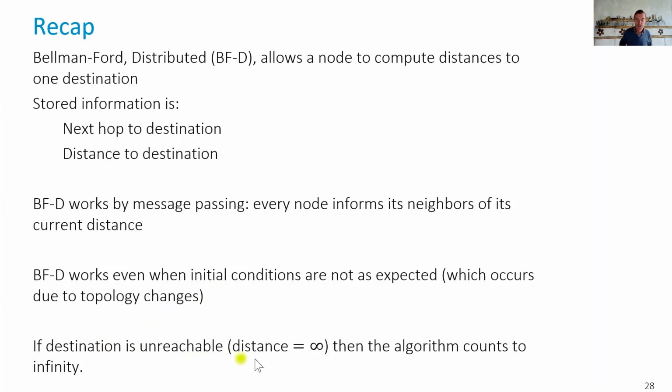If a destination is unreachable, the algorithm still has the perhaps problematic property that it counts to infinity. So in practice, you will need to do something about it because you don't want to have an algorithm that continues forever increasing its value until there is an overflow.